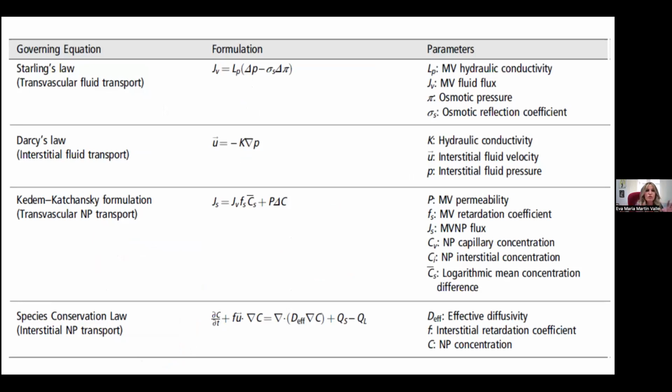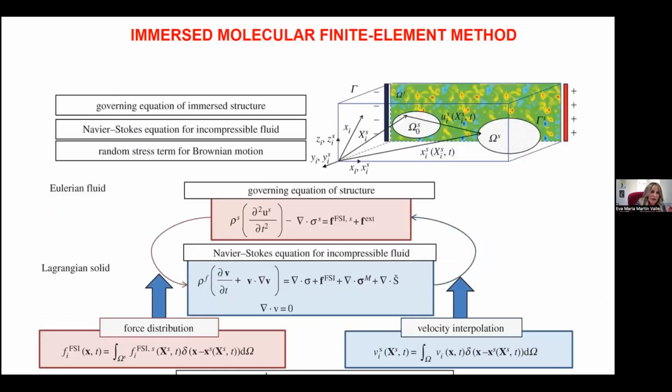To do that and to include those experiments, the formulations are typical chemical engineering: the Stokes law, the Darcy law, the Kedem-Katchalsky formulation, and obviously the species conservation law. I mean, many fundamentals of chemical engineering in order to have a main understanding of nanoparticles circulating in the human body. CFD is playing an important role. It is very helpful in order to understand the interaction.